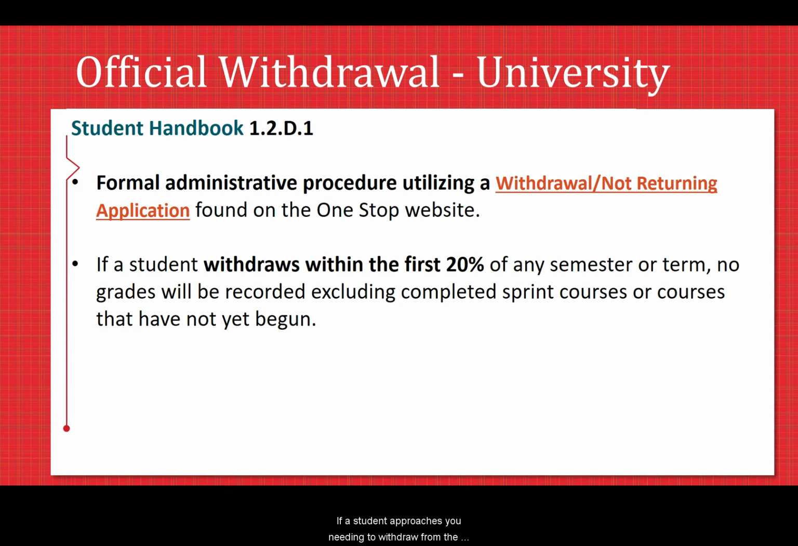If a student approaches you needing to withdraw from the university, it is important to guide them to follow the official procedure. The student should complete the withdrawal/not returning application, which is available on the One Stop website. If the student withdraws within the first 20% of the term or semester, no grades will be recorded other than sprint courses which have been completed.